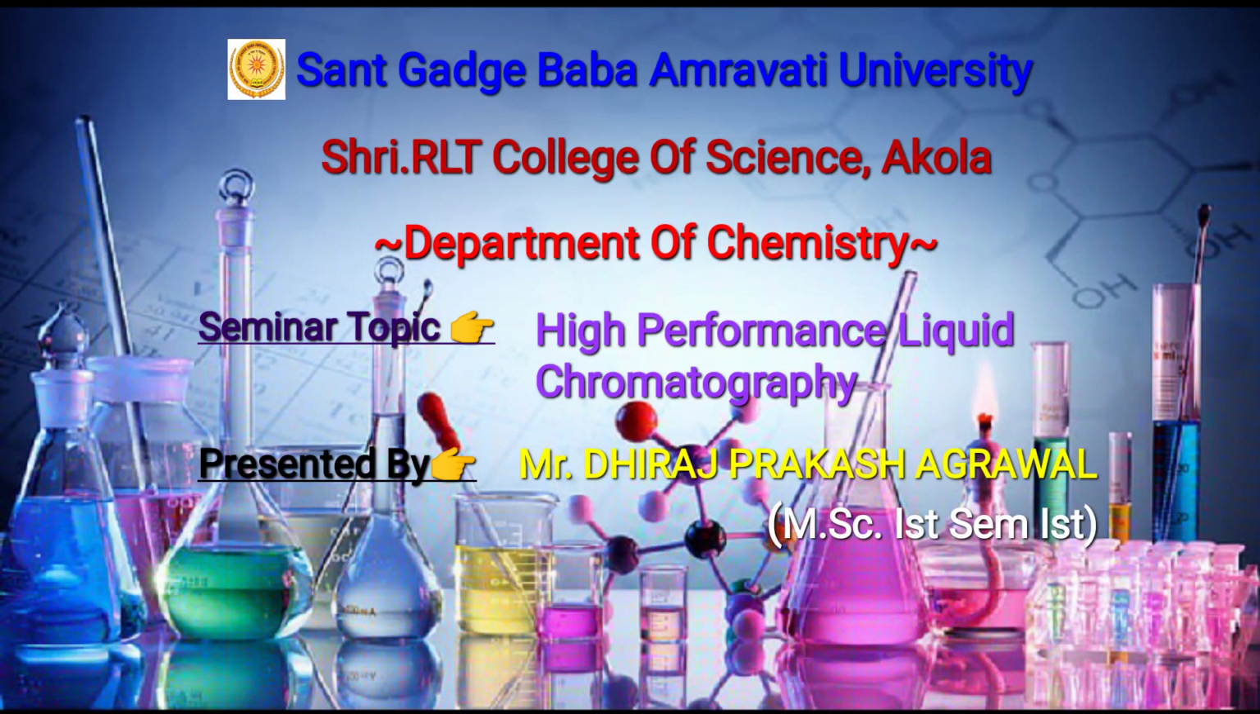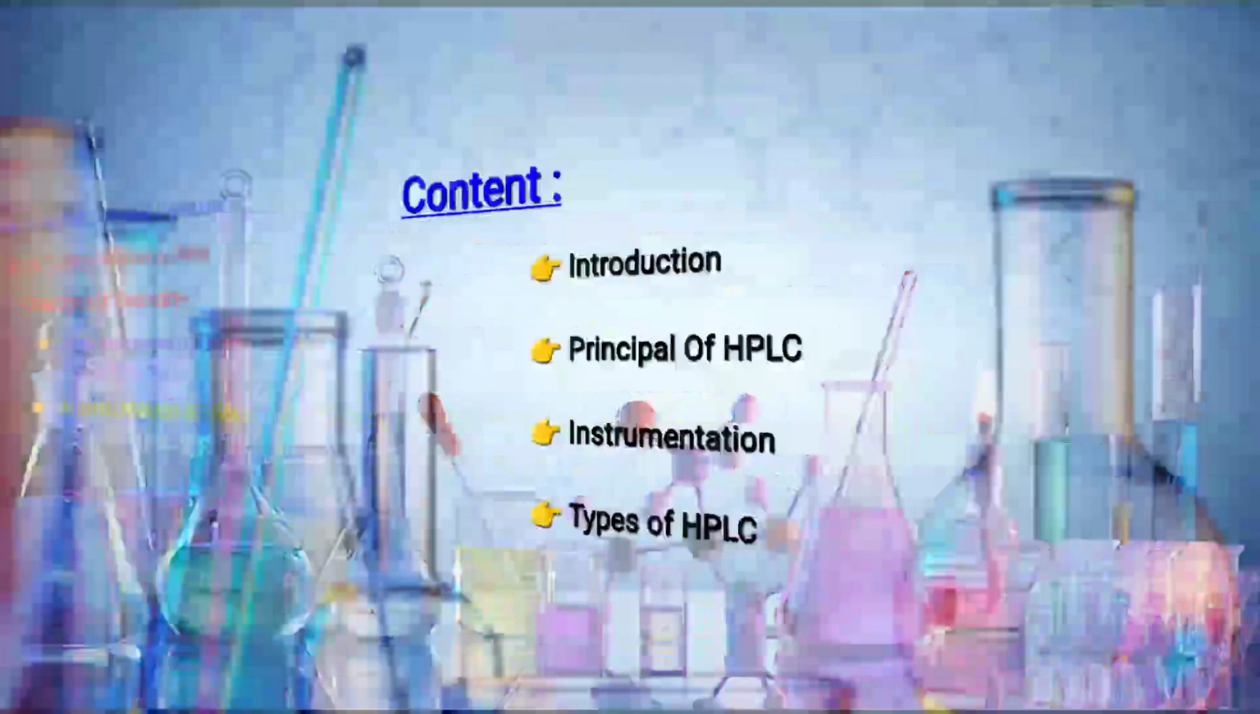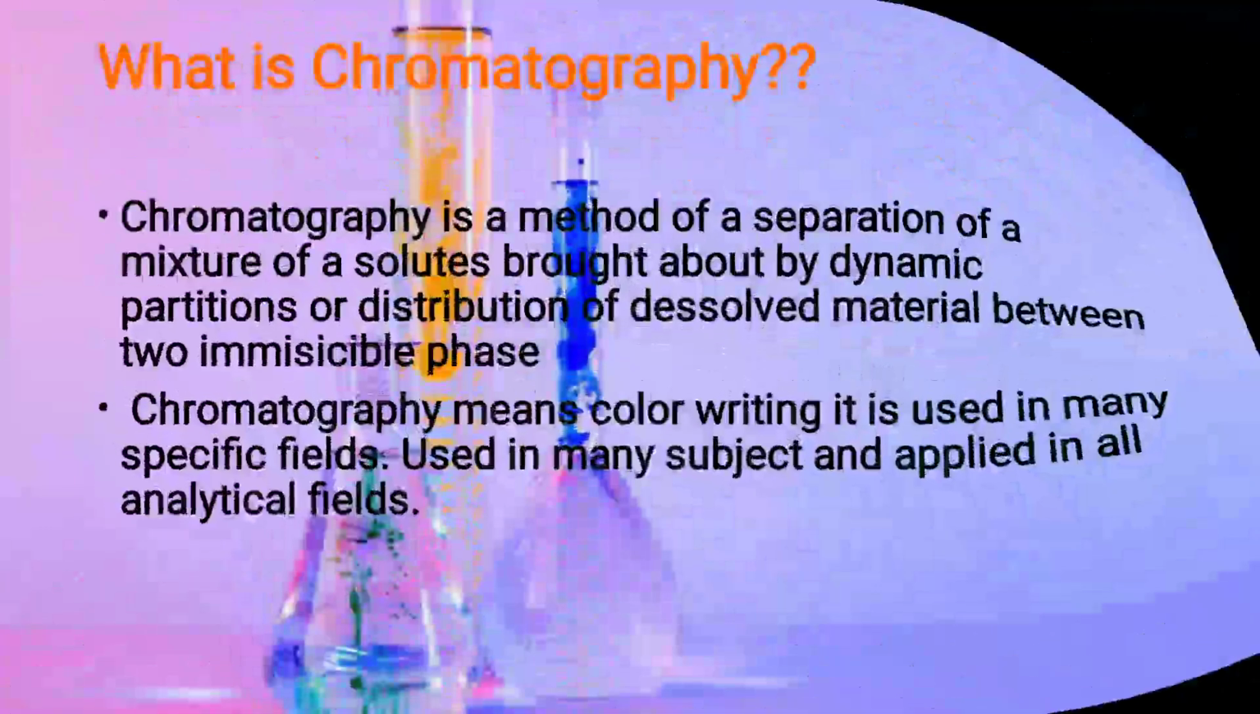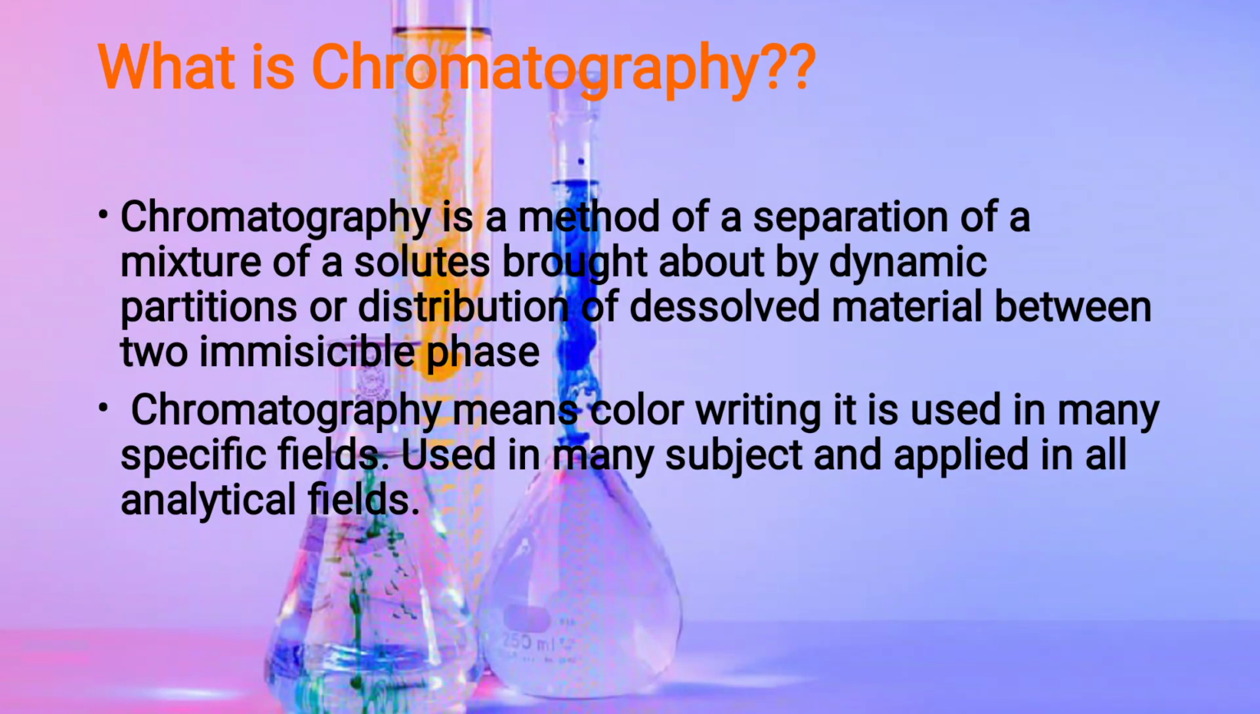But before we start, we should know what is chromatography. For that, I am giving you a brief idea about chromatography. Chroma means color and graphy means writing. It is used in many specific fields, many subjects, and applied in all analytical fields. Chromatography is a method of analysis and separation technique of organic and inorganic compounds. It is used for large and small quantities, so it is used quantitatively and qualitatively, and proved to be more effective than the others, meaning for separation and identification. So here we got an idea about chromatography.